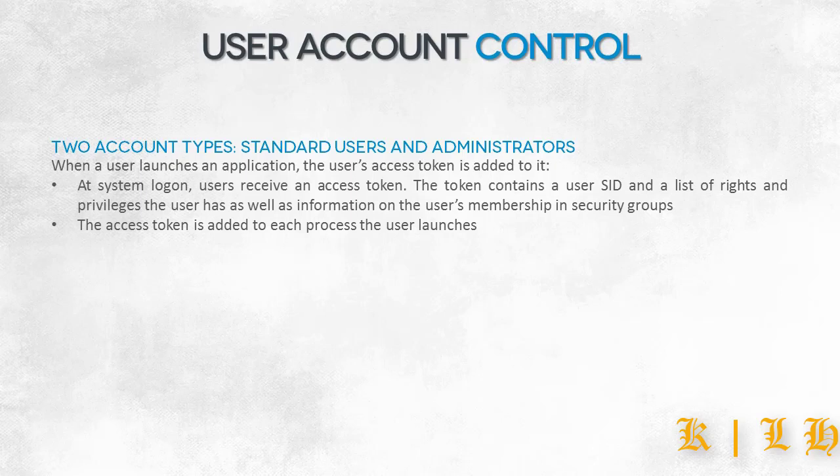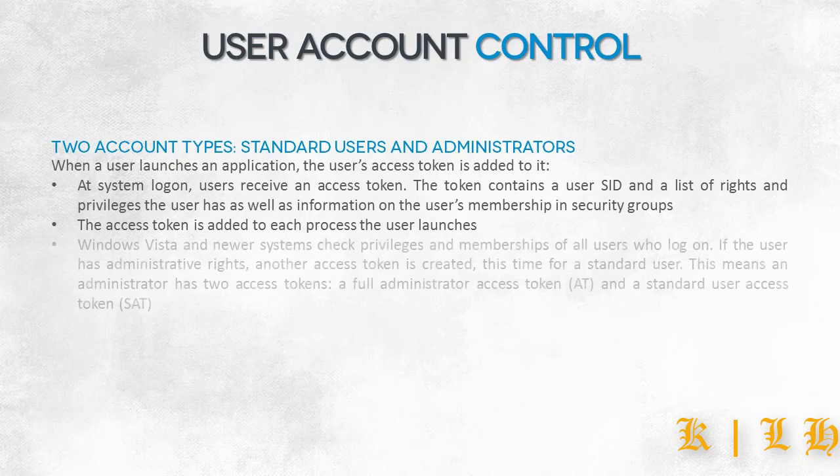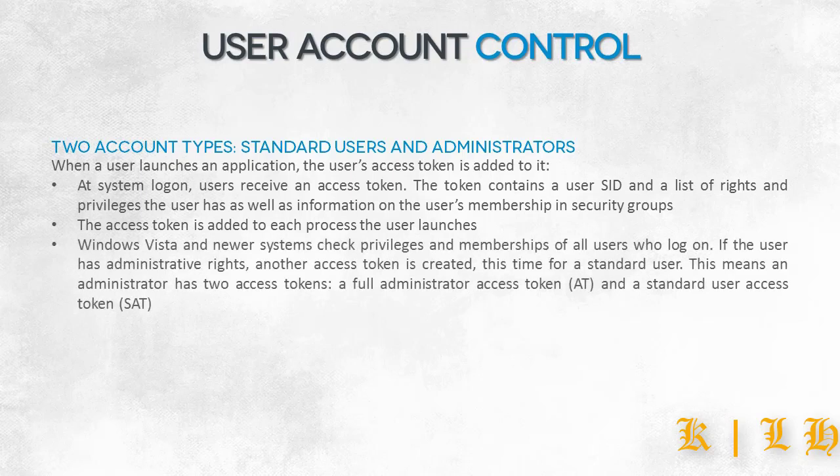How does the User Account Control function work? In newer versions, Windows automatically checks user tokens. If they're privileged, the system automatically creates for such a user an additional token which is invisible. This is a token that's devoid of administrative privileges. If the administrator logs onto the computer, he has two tokens: an administrative token, or AT, and a standard user access token, or SAT.